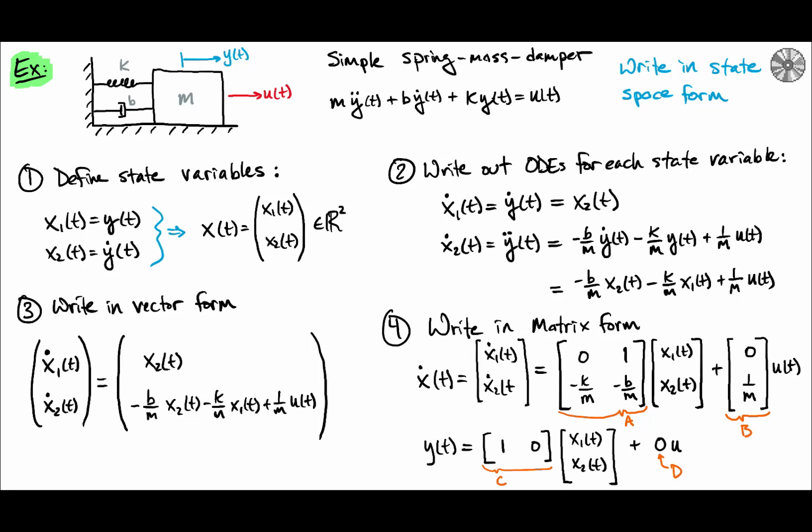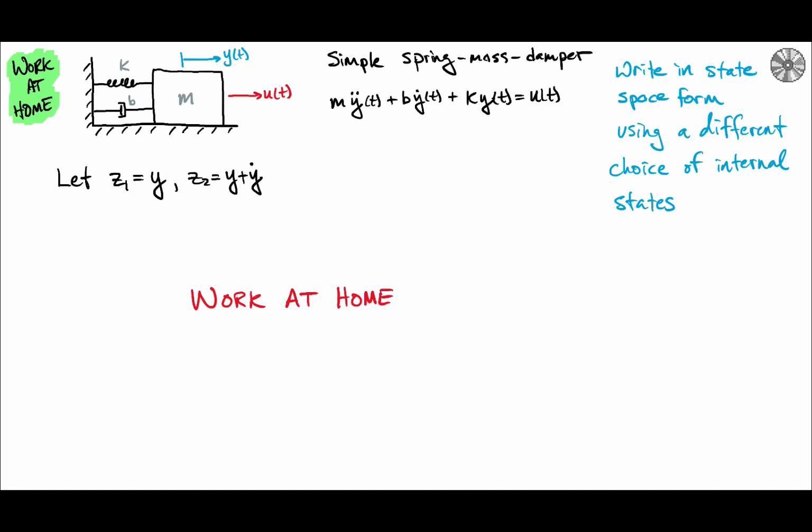So now what I'd like you to do before class is to try this same process with new variables. So I'm just calling them z1 and z2 instead of x1 and x2, just to help you think about it. So define z1 as y and z2 as y plus y dot. So this is going to be a little bit different, but you should be able to step through the same process of steps 1, 2, 3, and 4 to write a state space representation, and we'll talk about this in class.